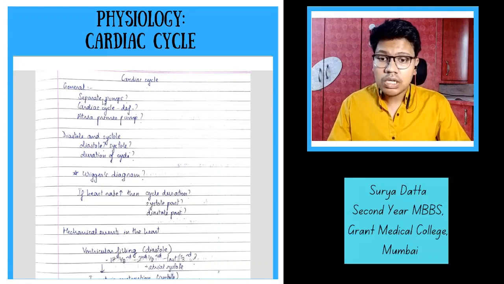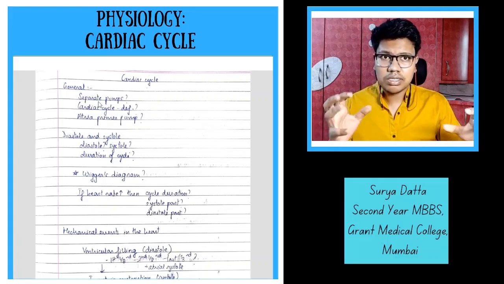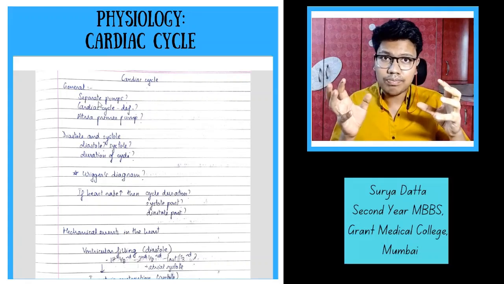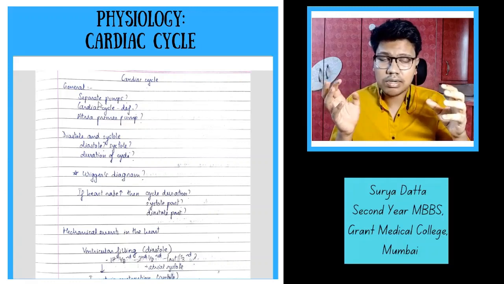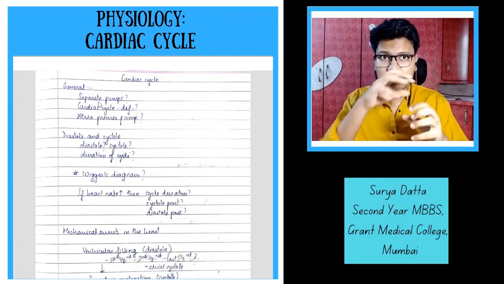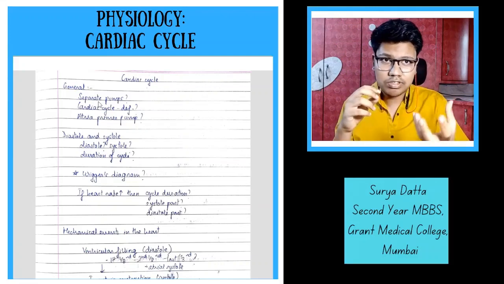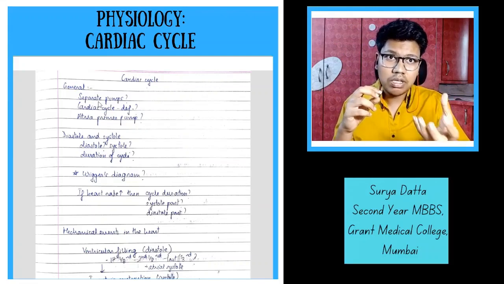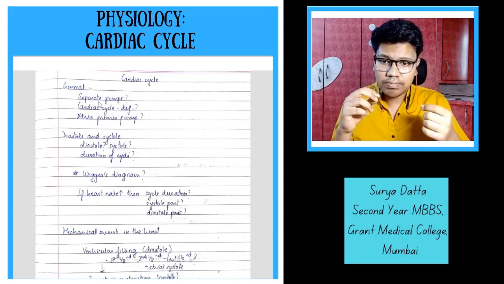But here we go. So, in the general characteristics of the cardiac cycle, first of all, you have to understand the heart works as two separate pumps, right? There's the left side, there's the right side. Both have the atria and the ventricles. The atria are the squishy top part, and the ventricles are the much bigger, thicker, lower parts, right?